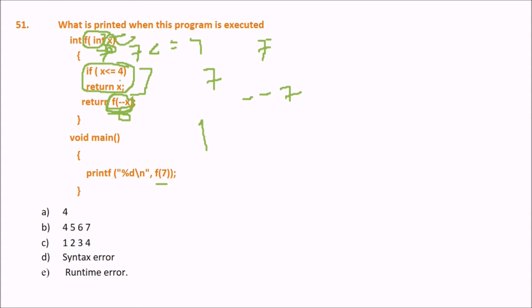Again, 5 is not less than or equal to 4. This will again call itself. Now it will be 4. Now this condition will be met because 4 is less than or equal to 4. So we just return x. So the answer would be return x, that is 4, and this is the answer.